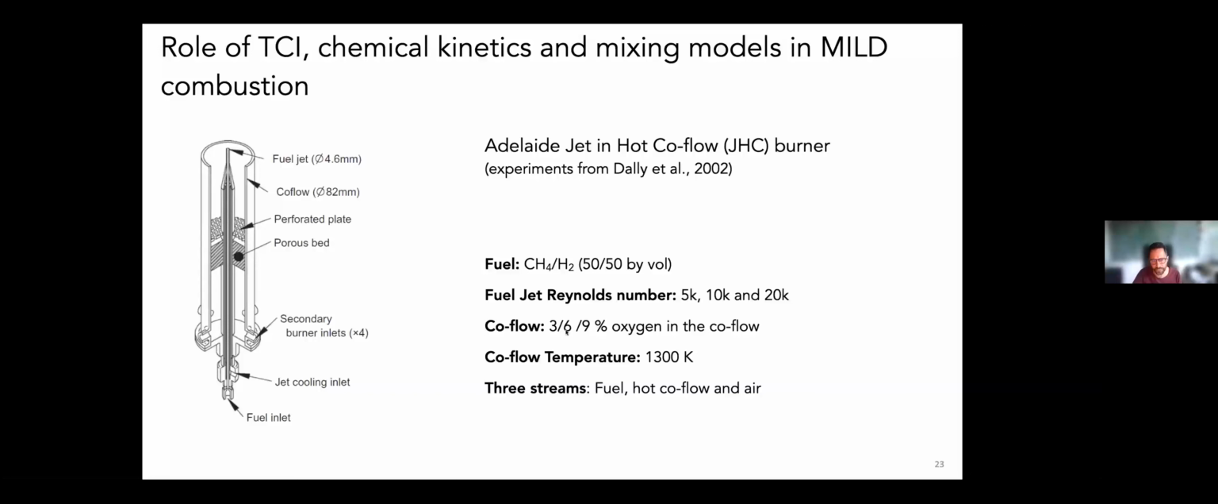Particularly, you have 3 levels of oxygen, 3, 6, 9%, to see what happens as you increase it. And of course, the most challenging case is 3% because this is the most diluted one, less reactive. You have 3 Reynolds numbers, co-flow temperature 1300. This allows reaction to go on. You have the fuel, the hot co-flow, and also, to mimic the mixing with exhaust, the air. So you have 3 streams: the fuel, the co-flow, and the air.